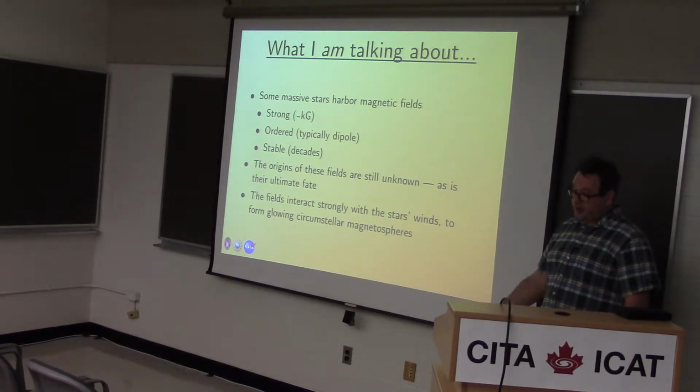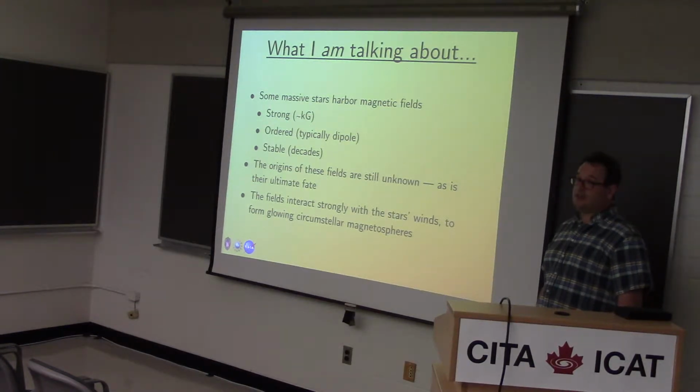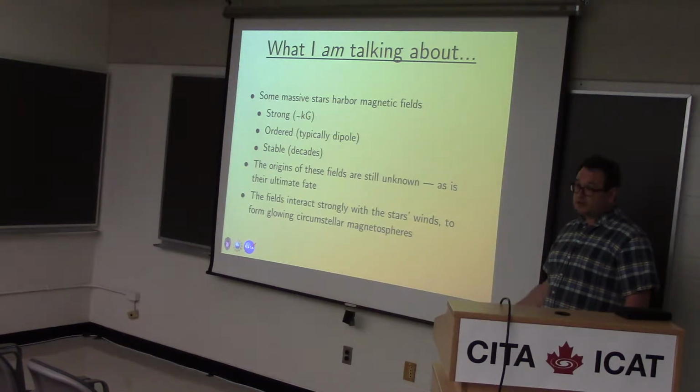Likewise, we don't know where these fields come from. We don't know where they go. At the end of a massive star's life, if it's above about 9 solar masses, it'll undergo core collapse and form a neutron star. If the star happens to be magnetic when it undergoes collapse, then this field potentially could get frozen into the neutron star. And in fact, these objects may be the progenitors of really interesting compact objects like magnetars.